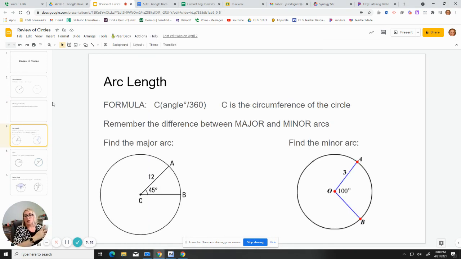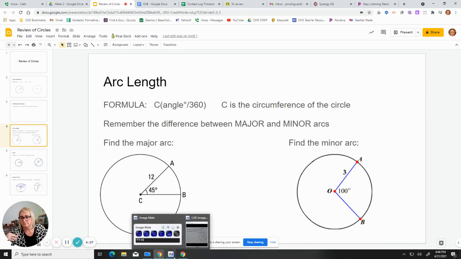So now we're going to talk about arc length. Remember, the arc length uses our circumference formula, and the only difference is that we're multiplying it by the degree over 360. So we're going to talk about finding a major arc and finding a minor arc.